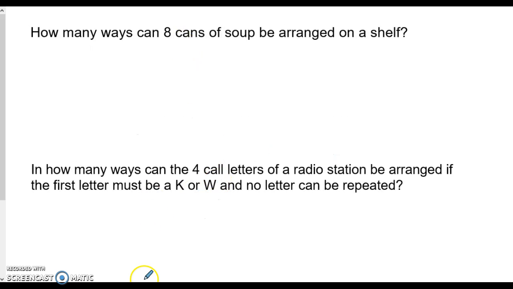All right, this is another example of a permutation. 8 cans of soup are going to be arranged on a shelf. Now, since we're using all 8 of them, not just some, this can simply be written as 8 factorial. And then you can let your calculator do the work to figure out the answer to 8 factorial, which is going to equal 40,320.